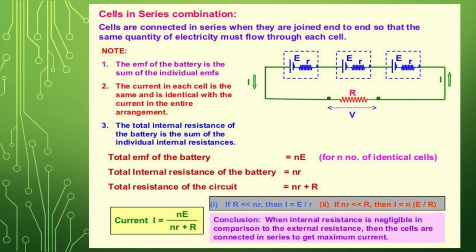If internal resistance is very much smaller than external resistance, then the above equation changes to I equal to n into capital E by capital R. From the above two cases, we can come to the conclusion: when internal resistance is negligible in comparison to the external resistance, then the cells are connected in series to get maximum current.